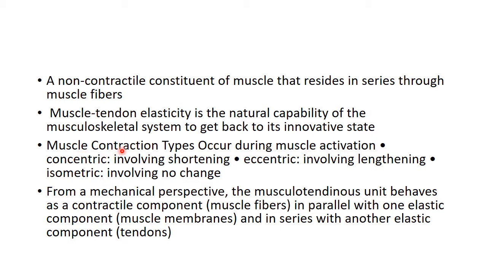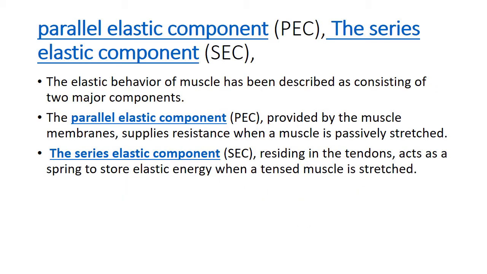So muscle contraction may occur when there is shortening of the muscle or no shortening of the muscle, or there may be involvement of lengthening. So the non-contractile or elastic component is of two types: parallel elastic component and series elastic component.